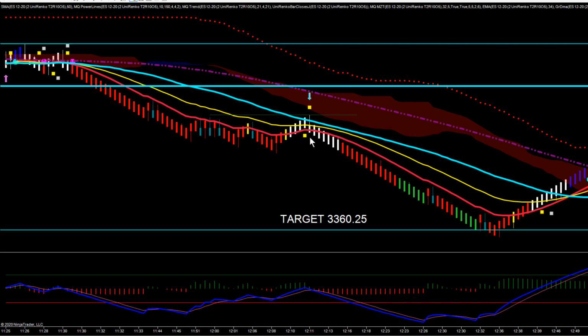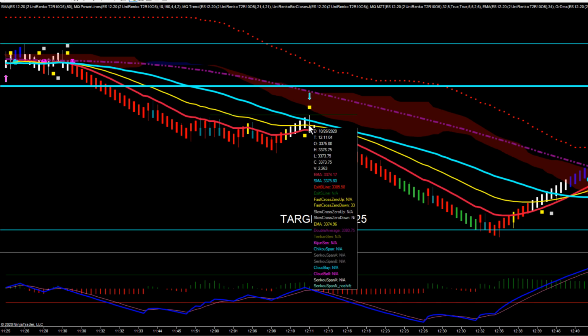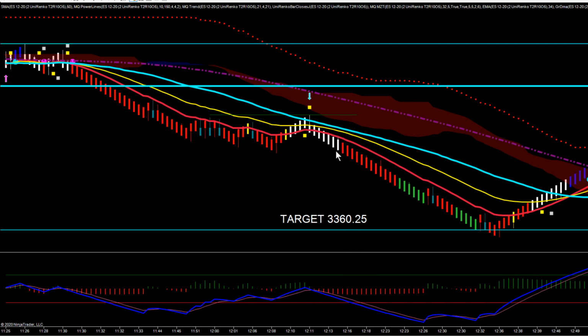If you got scared out and you re-entered, or if you didn't get a chance to enter until the slow line zero touch, that would have put you in somewhere around 33.73 and a half-ish. So still, 13 points to the downside in the ES. So, another potential for $650 on that push per contract.